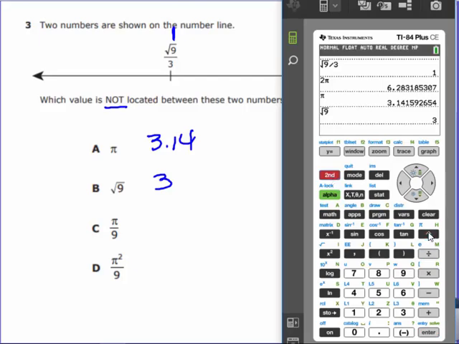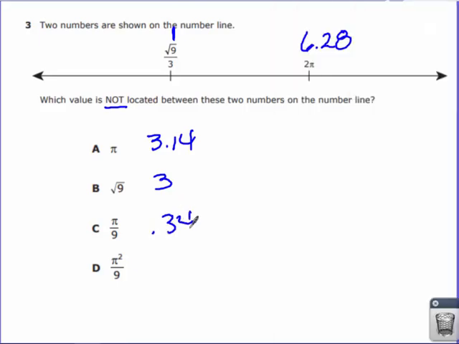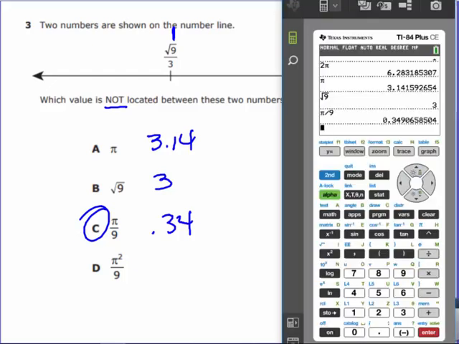Okay, so now we got to do pi divided by 9. So second caret divided by 9, enter. We end up with 0.34. Is that in between those two? No, it's not. So there's our answer. But let's try one more. Let's go ahead and finish this out just to make sure we understand what we're doing.